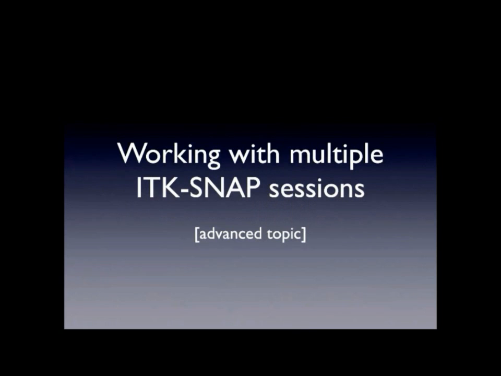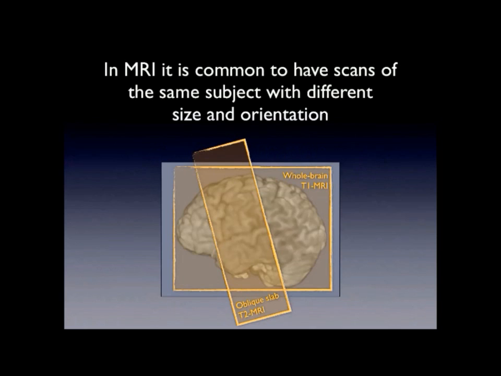The other topic I wanted to touch on very quickly is working with multiple ITK-SNAP sessions. In MR in particular, but in other fields as well, it's frequent to have multiple scans of the same subject with different sizes and orientations. So we might have a T1 image of this brain with whole brain coverage and the axial orientation.